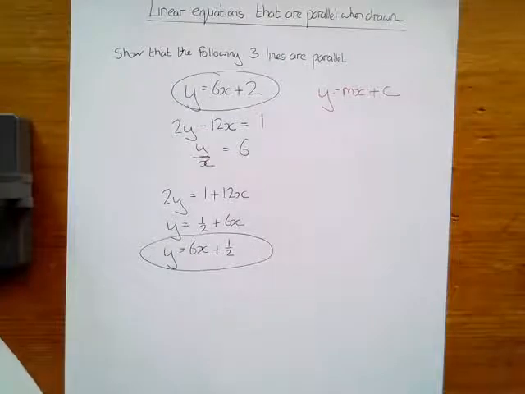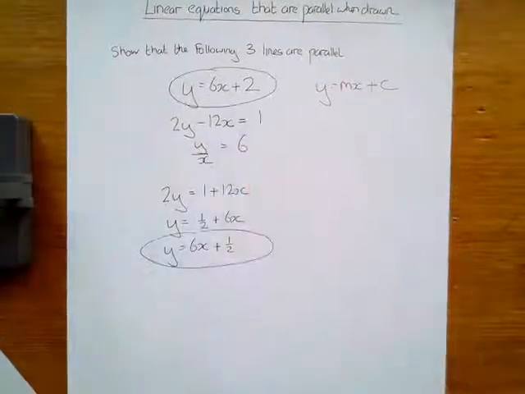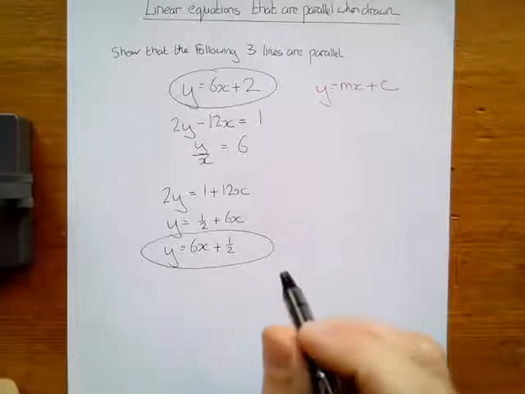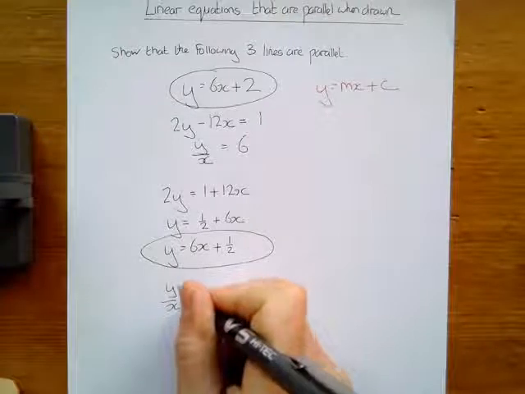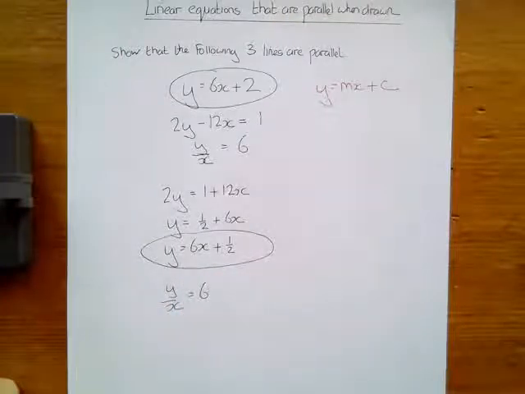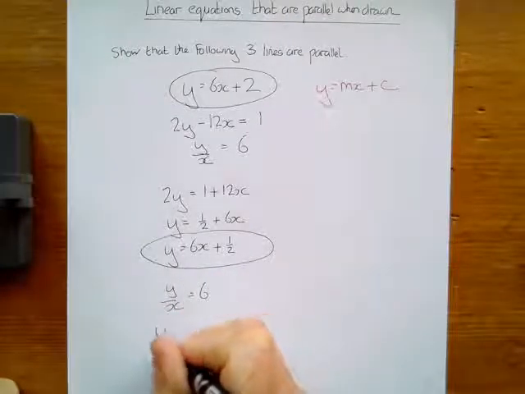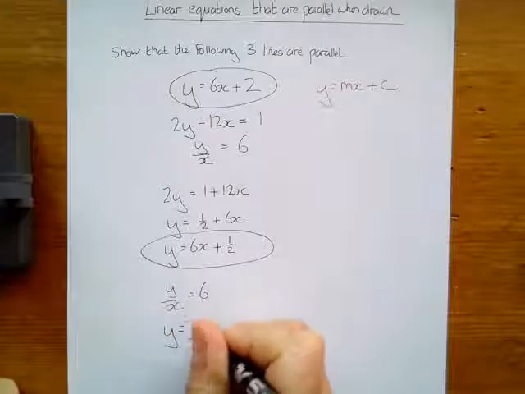Okay, you should probably already know what the 2.5 means as well, but we're not worried about that at the moment. Okay, so what about the other one then? y over x equals 6. Well, this one's really easy. If I multiply both sides by x, that turns into y equals 6x. Bang, done.